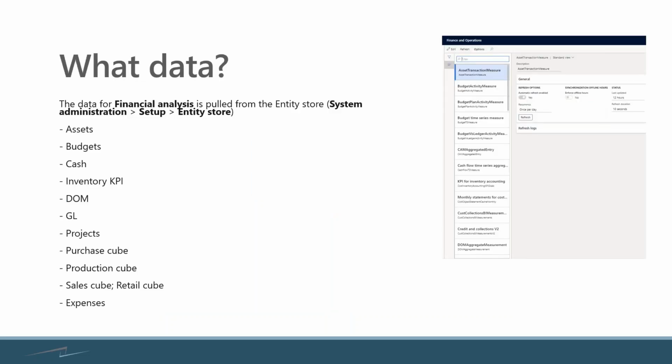So what data is available for these entity stores? If we look at some of them, they typically have the word analysis in them. They're all sitting inside of system admin setup entity store. And the data that's currently available is what's in this list: assets, budgets, cash, inventory KPIs.